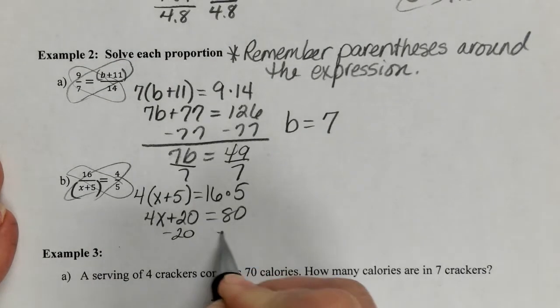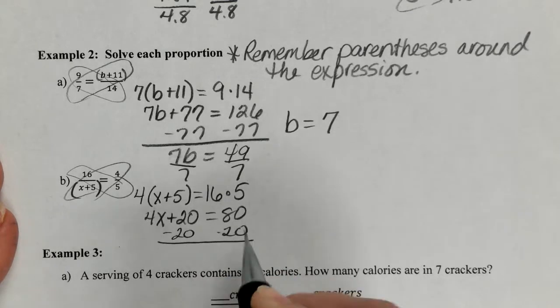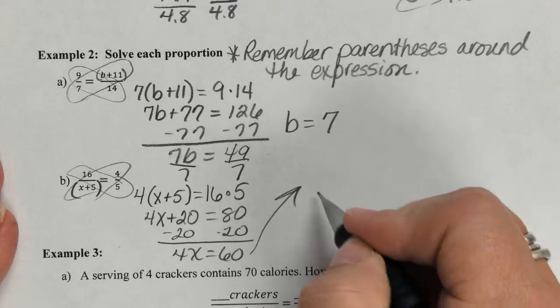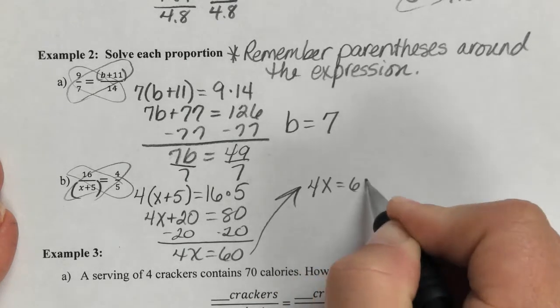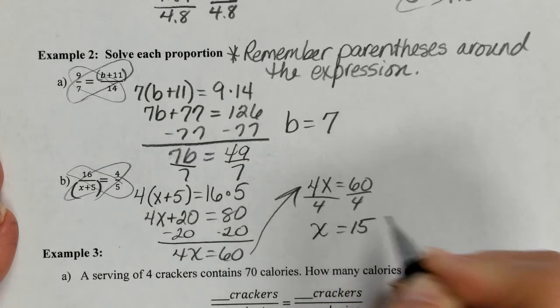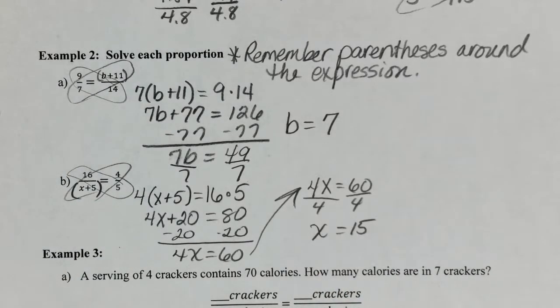Subtract 20 on both sides. And 4x equals 60. I'm going to come up here because I wrote too big for my space. Divide by 4 and I get x is equal to 15. So it's the same process as we were doing up top with just the single numerator and denominator. Just remember to always put your expression in the parentheses.